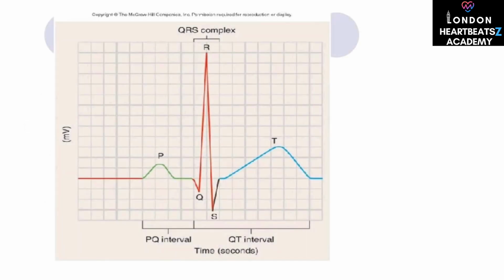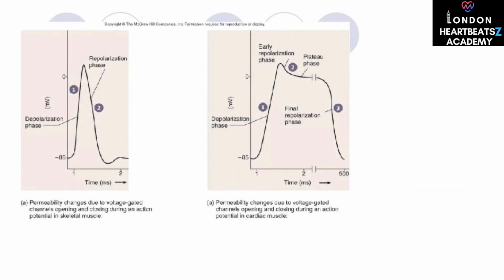This image displays a typical ECG waveform showing the P wave, QRS complex, and T wave, along with the PQ and QT intervals, which represent different phases of the cardiac cycle. Here we compare the action potentials of skeletal muscle and cardiac muscle. Note the distinct plateau phase in the cardiac muscle action potential, caused by the entry of calcium ions.